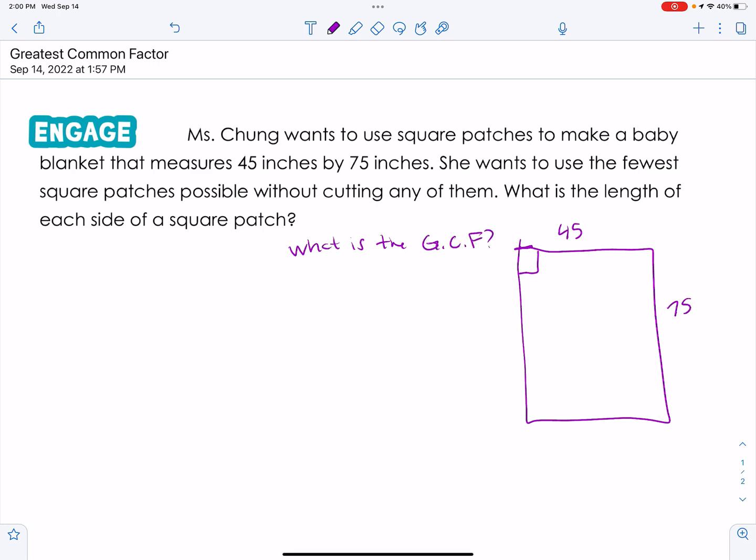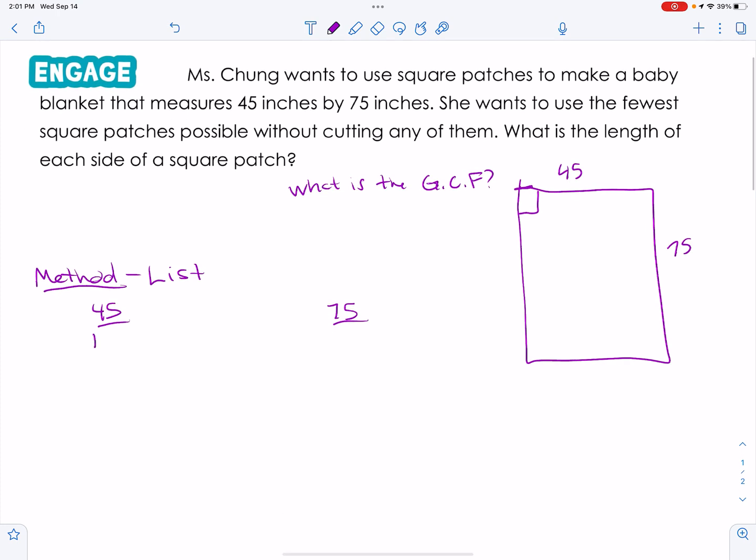And so we have a couple different strategies that will allow us to figure this out, and some of them are more efficient than others, but our first method is just to list them out. And so our two numbers that we're working with are 45 and 75. And just to review, we can write these in an organized list.